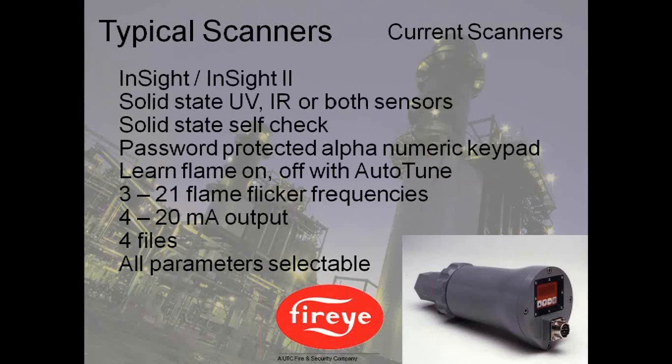Then we move up to the InSight and InSight 2 scanners. These also are solid-state sensors, either UV, IR, or both sensors located in one scanner. They have a solid-state self-checking network as well. Again, there's an auto-tune process where we can learn the target flame on, and we can learn the background flames as our off condition. We select from 21 different flicker frequencies, provide a 4 to 20 milliamp output for flame strength. There are multiple files to choose from. In addition, all the parameters are editable by the operator.